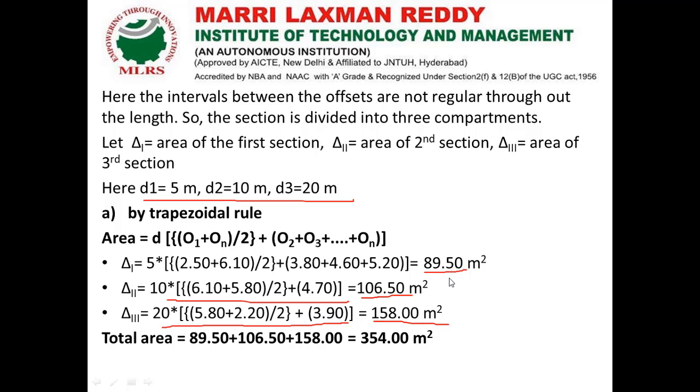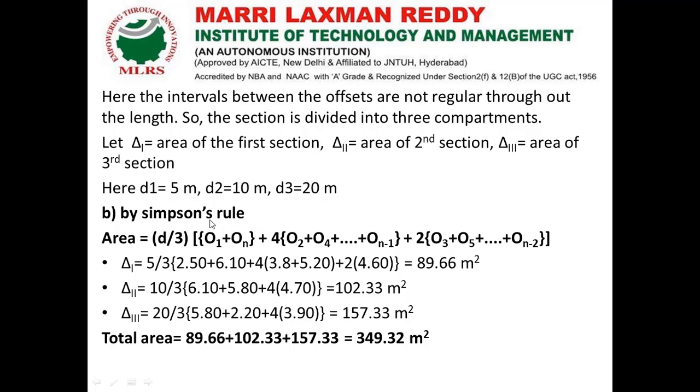By adding all these three, I can get the entire area. So the entire area of the given field is 354 meter square by using the trapezoidal rule. Next we will move on to Simpson's rule. Here the formula changes: d by 3 into first ordinate plus last ordinate plus 4 into even ordinates plus 2 into remaining odd ordinates.